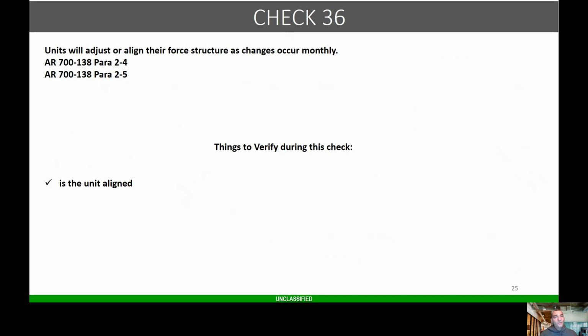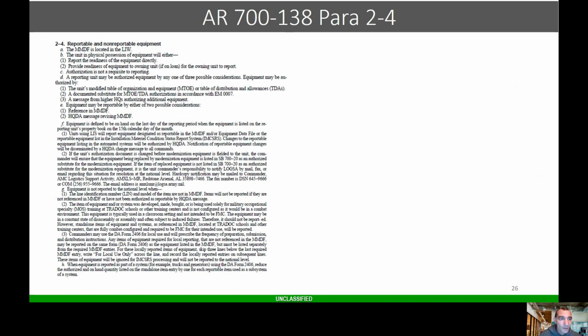Check 36, okay? Units will adjust or align force structure. Changes occur, okay? Is the unit aligned correctly? Now you can go to GCSS-A, you can check that. I'm not going to talk too much on that because we should all be aligned. You'll know if you're not, all right? But if you do want to learn more, 700-38, paragraph 2-4 and 2-5, all right?